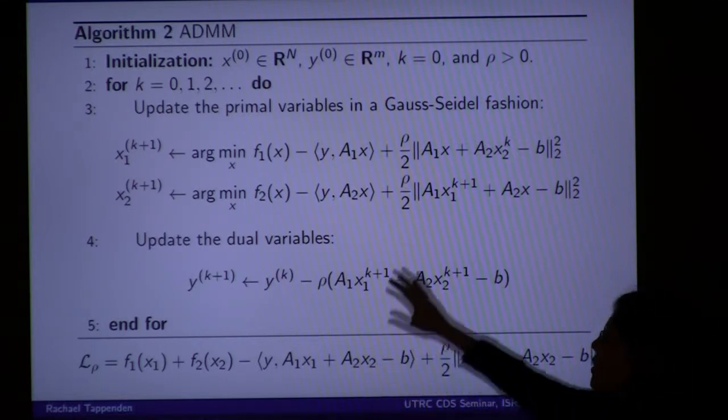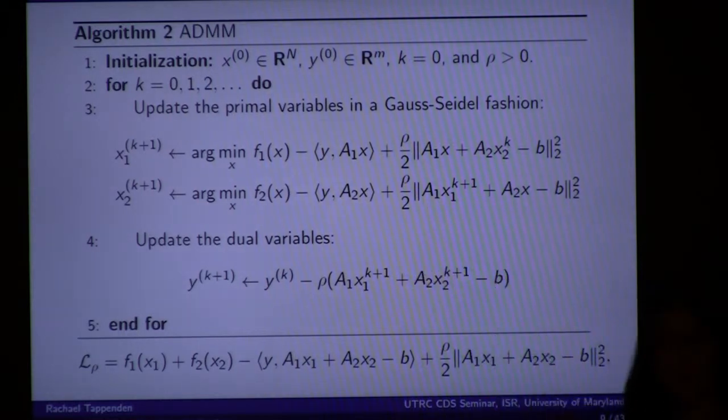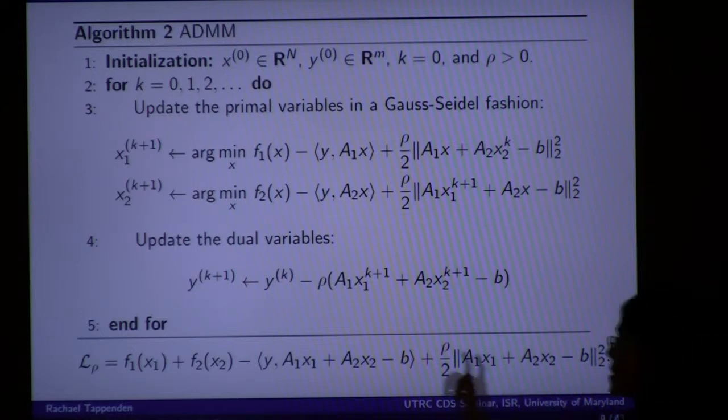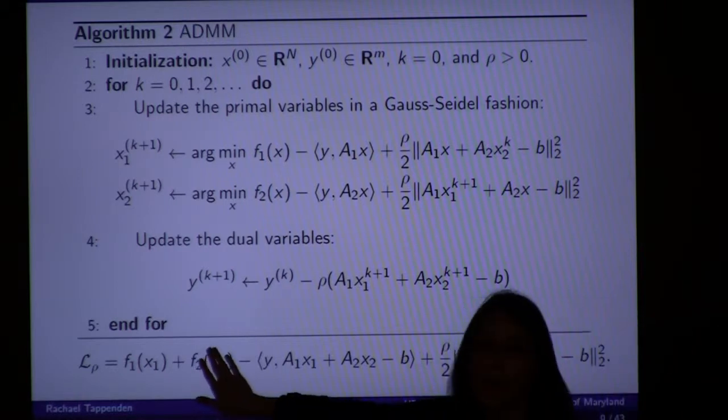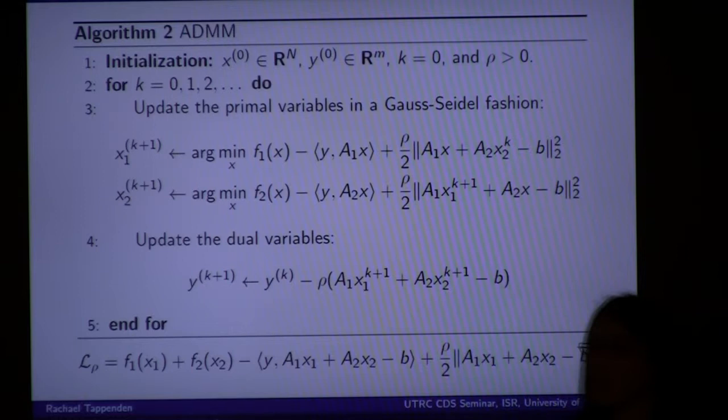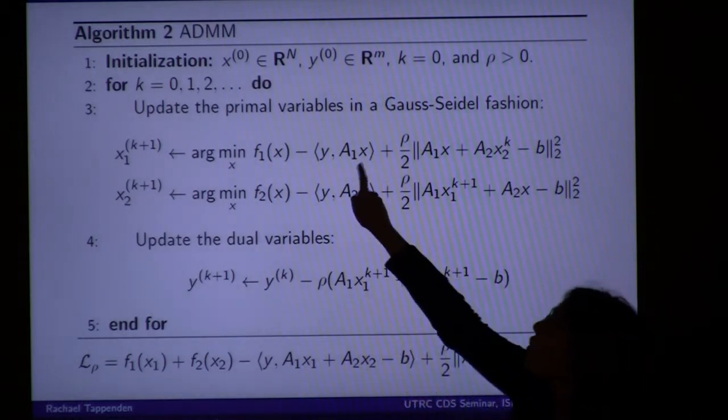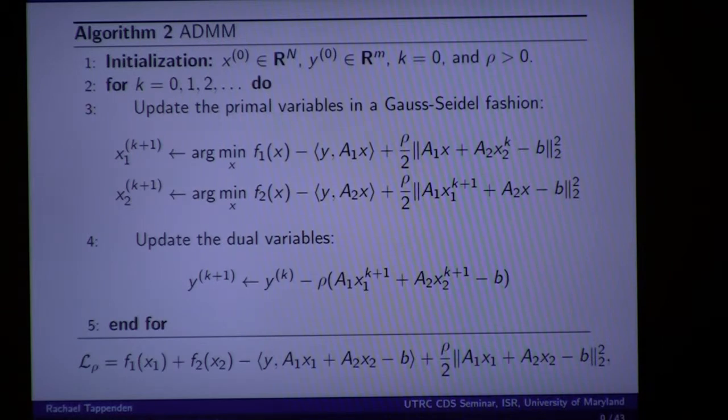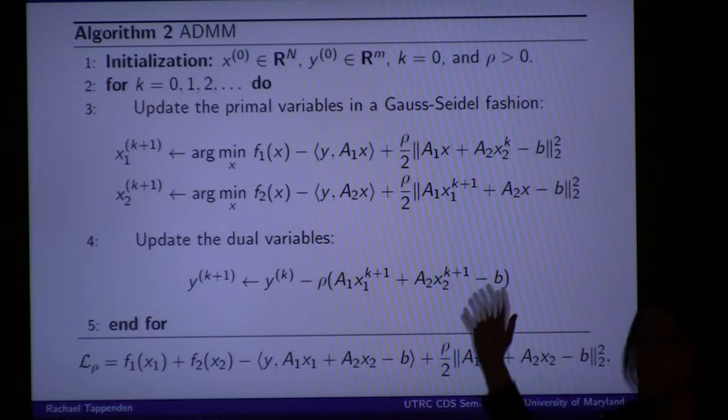But the reason we block up the problem, solve for x1, then solve for x2, has a lot to do with the structure of the augmented Lagrangian. If I minimize the augmented Lagrangian just with respect to x1, I don't have to worry about this function f2. It disappears from my problem. This is fixed, they disappear. I've only got this small inner product, and then I have to deal with this augmented term.